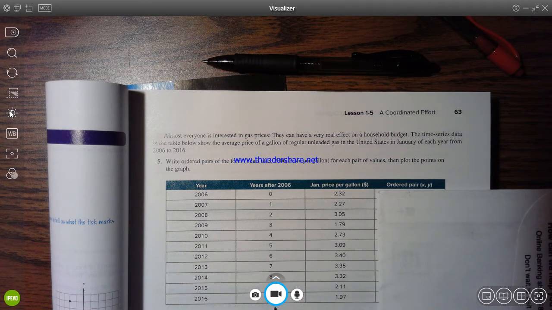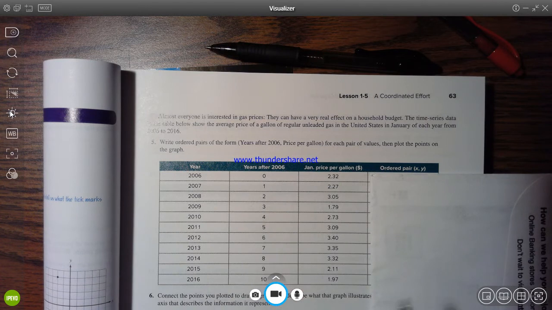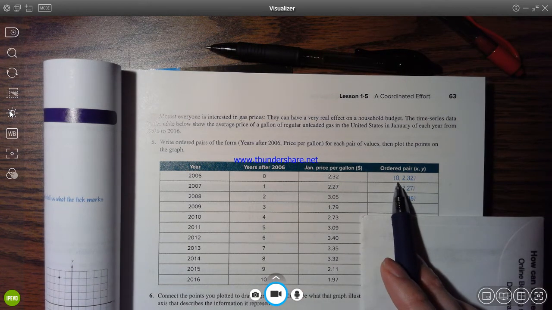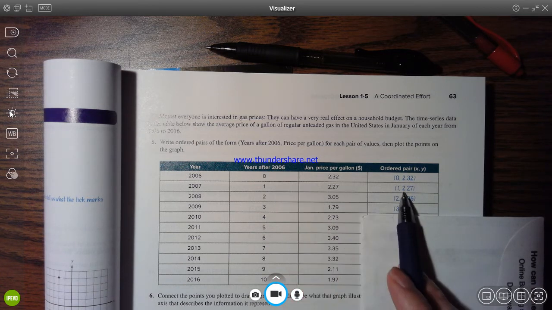Afterward you will have the coordinates. You will have an ordered pair. You have a bunch of points. It would be 0 as the x component, comma 2.32 as the y component, and so on.